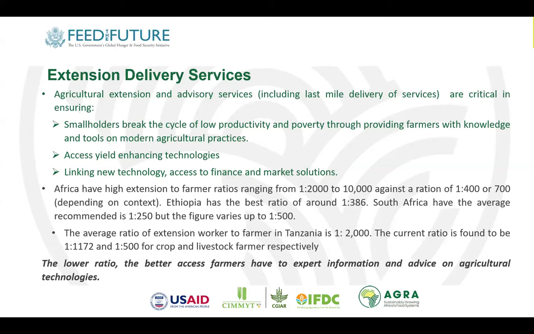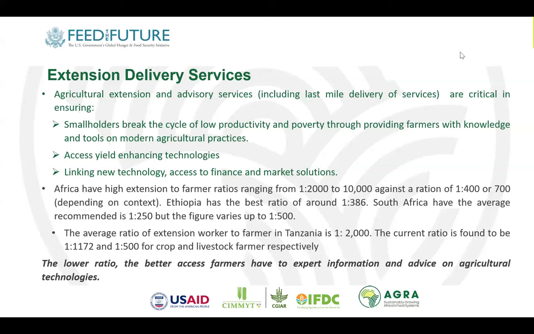But when we look at the big picture of Africa, we see there is a high extension-to-farmer ratio. In many countries, it is 1 to 2,000 up to 10,000, against the recommended ratio of 1 to 500 or 700, depending on the local context. However, Ethiopia has improved a little in that area, whereby the extension-to-farmer ratio is 1 to 386. Similarly, South Africa is regarded as improving very well, from 1 to 250, but also to 1 to 500.